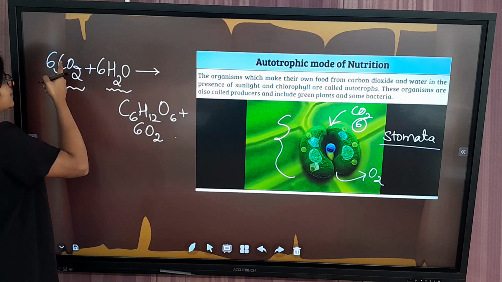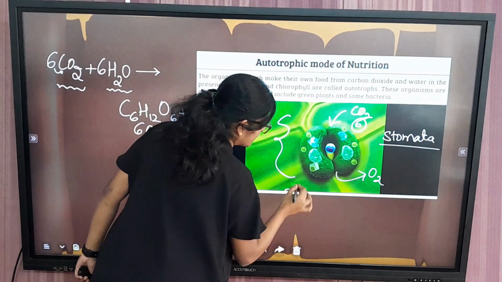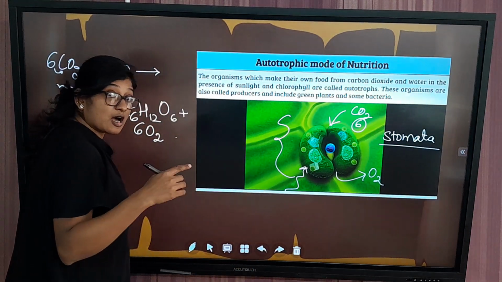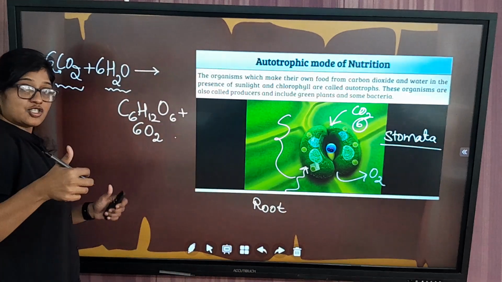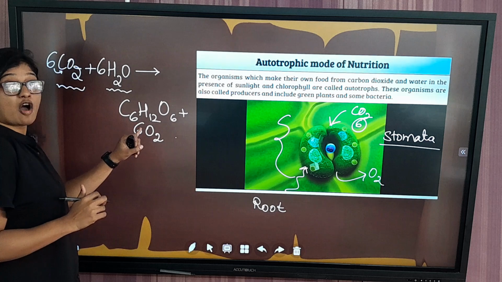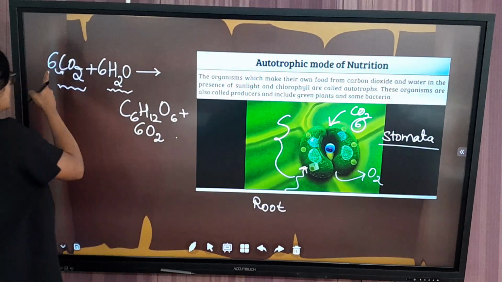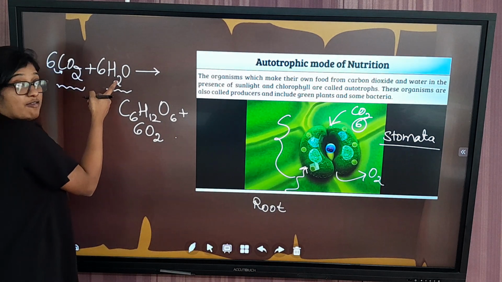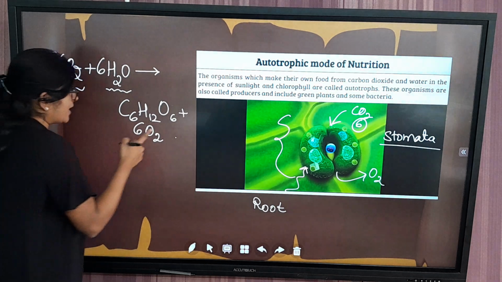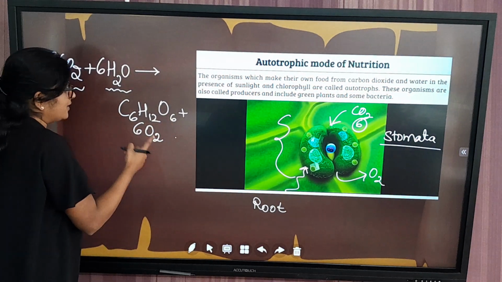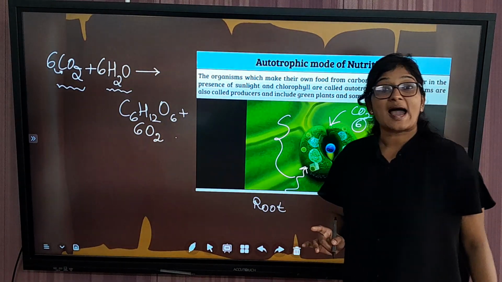So 6 molecules of carbon dioxide is taken in, 6 molecules of water is also taken in. It is anyhow going via the root, not the stomata. Please make a note. Understood? So this is forming carbohydrate. What is the formula? C6H12O6. 6 carbons, 12 hydrogens. Oxygen is there, right? So 6 is here and 12 is here, so totally there are 18 molecules of oxygen which is being balanced out.